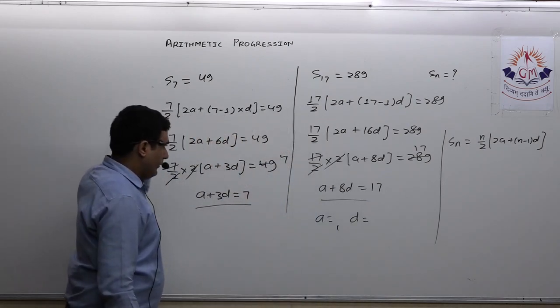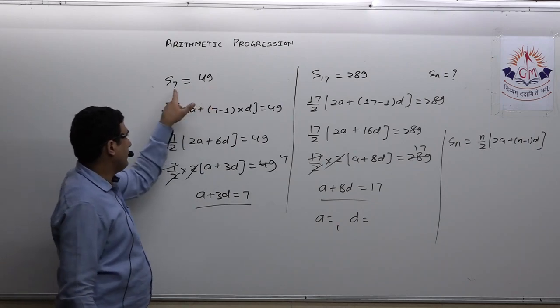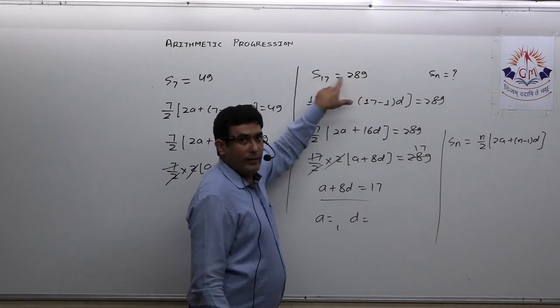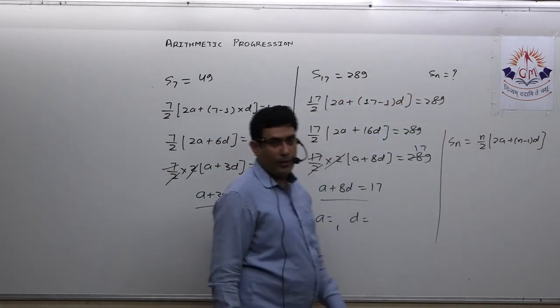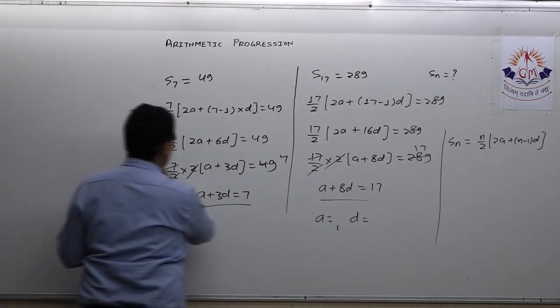Now, the one thing that I can assure about this is 7, 49. So 7 square is 49. Here it is 17, 289. So 17 square is 289. So definitely Sn is going to be n square. Okay, so now let us see the next question.